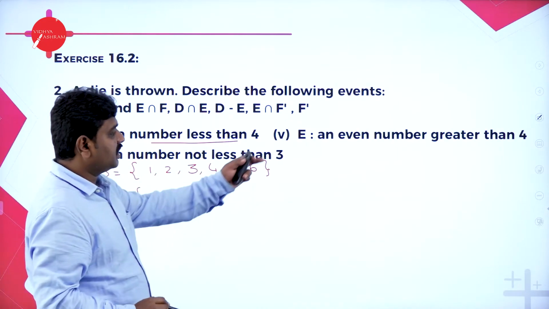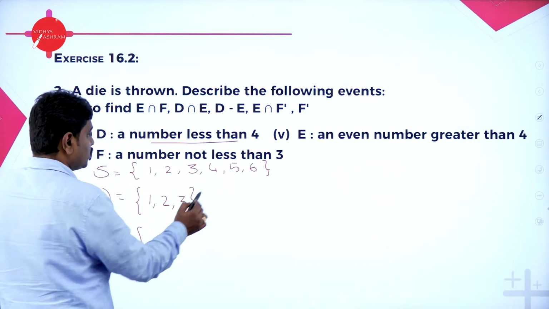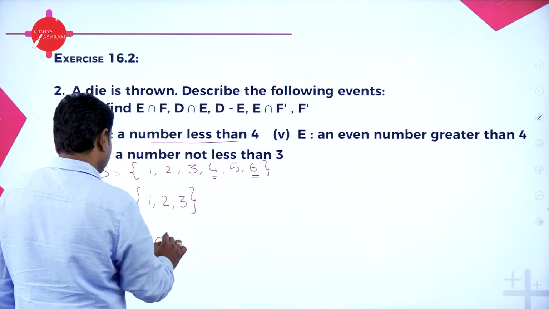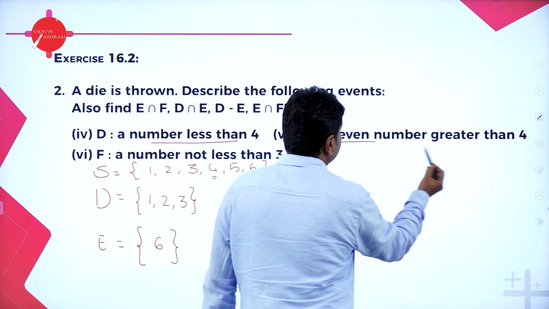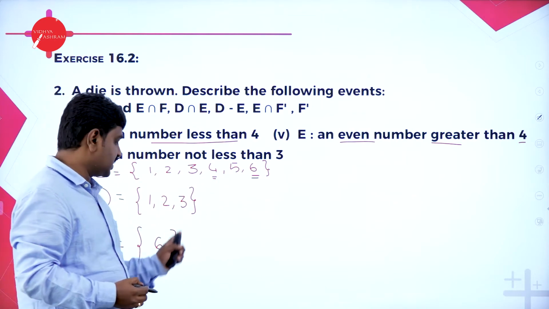Event E, what is event E? An even number greater than 4. Among the numbers greater than 4, only one even number we have, 6. They mentioned an even number greater than 4, so only one even number we have greater than 4, that is 6.